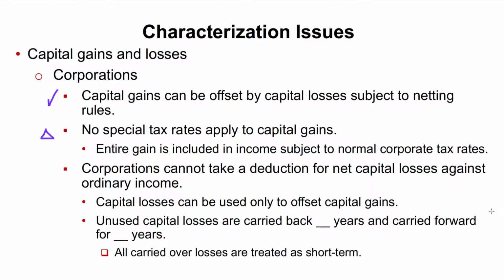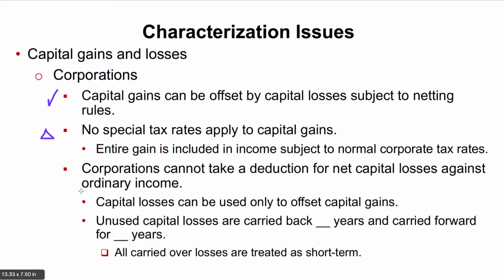Now, you might be wondering, why do we even worry about capital gains and capital losses for corporations then? Why don't we just classify everything as the same character? That's a great question. The reason is, as you know, capital gains can only be offset by capital losses. So we're not able to commingle the ordinary income with the capital losses and offset it. We carry those forward or carry them back separately.